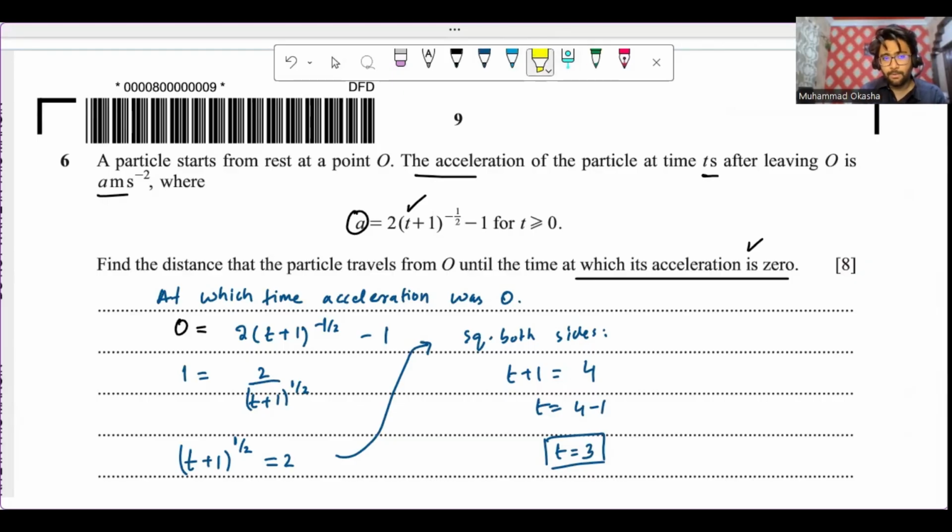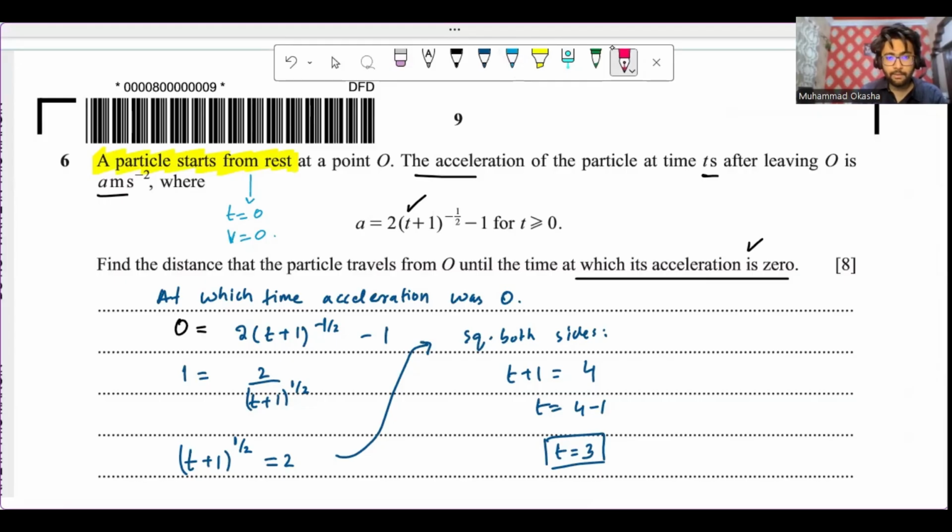If you carefully notice one thing, a particle starts from rest. Can I say that it's starting from rest? Just by reading this part, I can say that at time t equals 0, when the particle was starting out, v was also equal to 0. Okay, so these are the teeny tiny things that we have to look for because we're going to use them in our subsequent working.